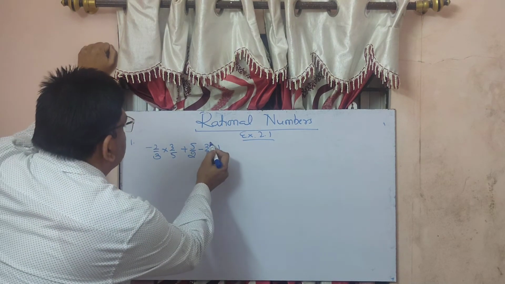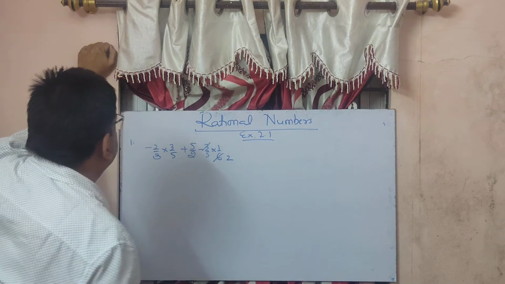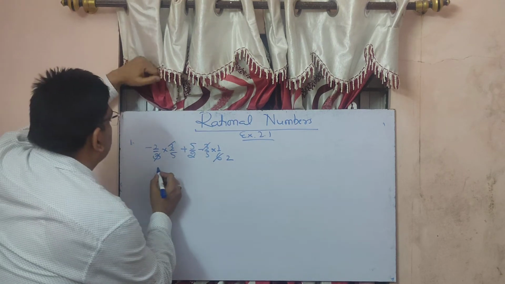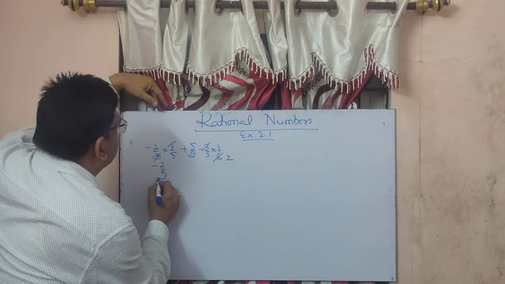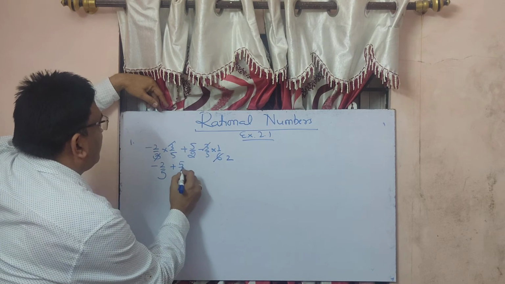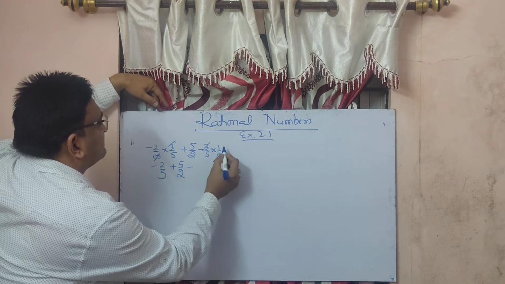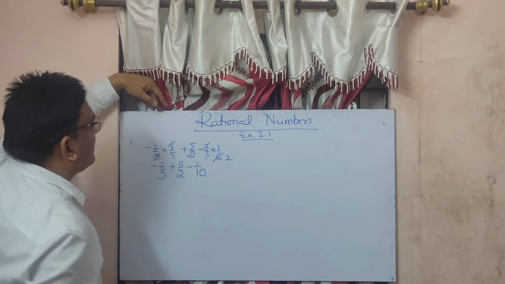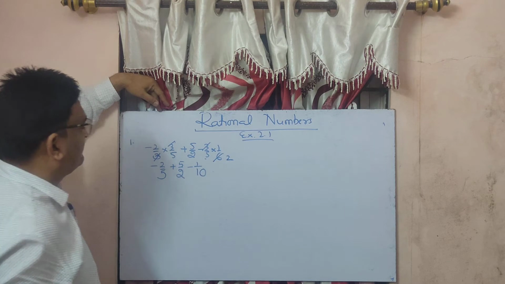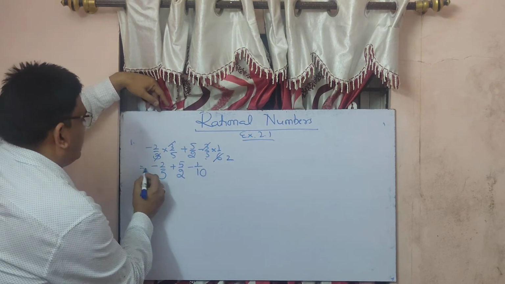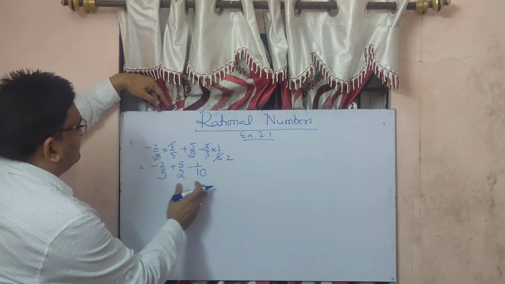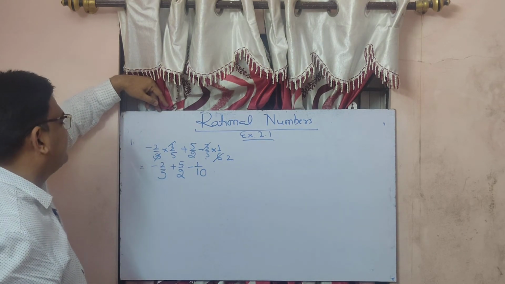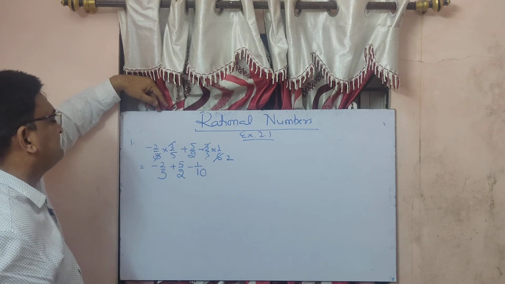Looking at this, 3 ones, 3 twos, you can cancel here. Here also you can cancel 3 and 3. So what remains here? Minus 2 upon 5 here, plus 5 upon 2 as it is, and minus 1 divided by 5 2s are 10. Now this is remaining. All three denominators are different, and you have to find first what? LCM.